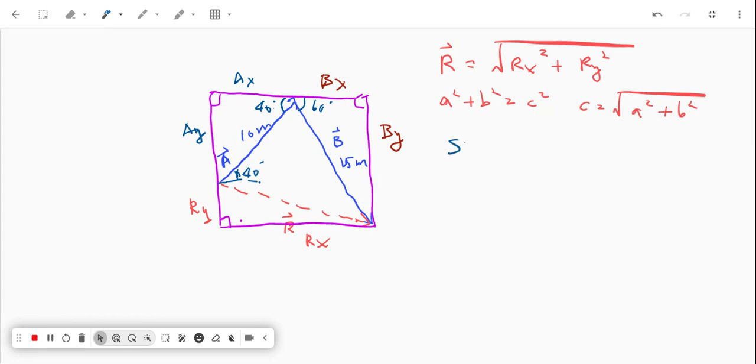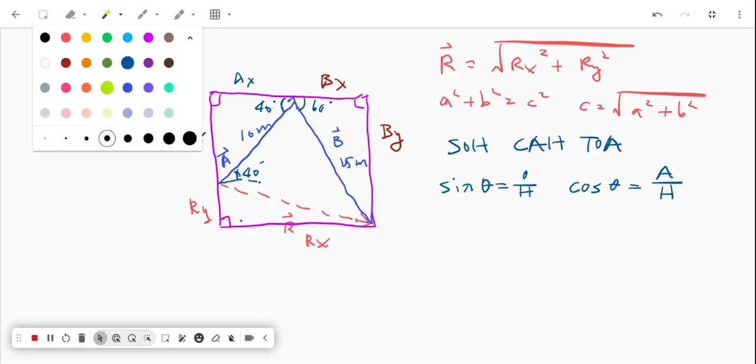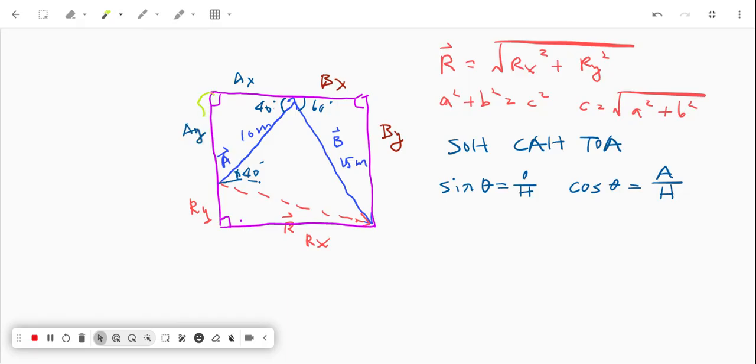Reminder, SOHCAHTOA. Sine theta is equal to opposite over hypotenuse. Cosine theta is equal to adjacent over hypotenuse. So in the triangle of A, since the 40 is our theta, then our AY, the vertical line, is our opposite or adjacent?